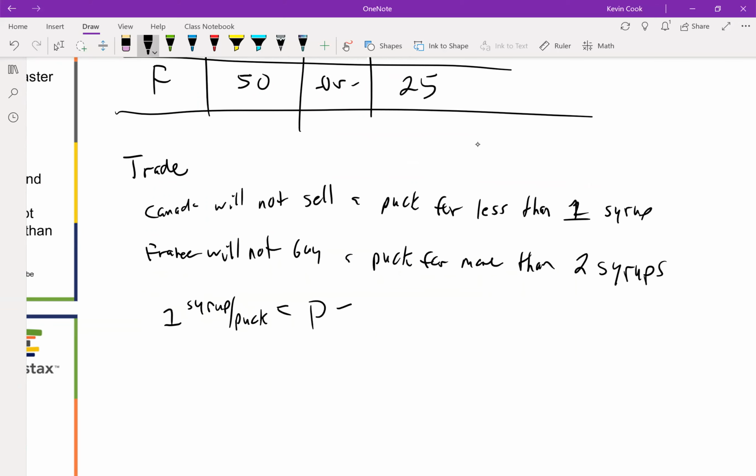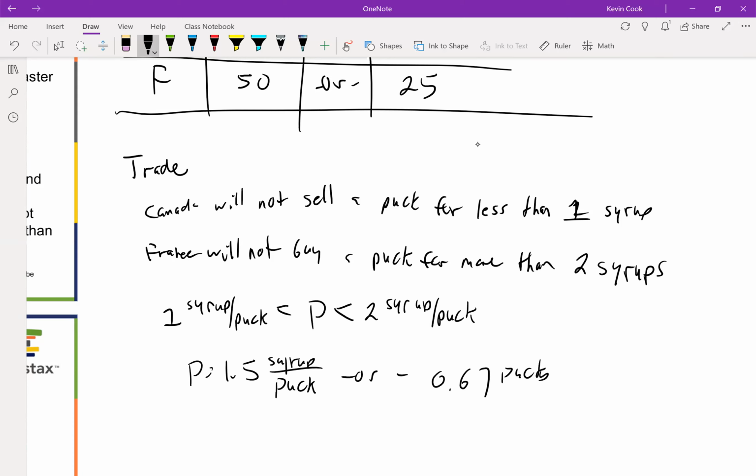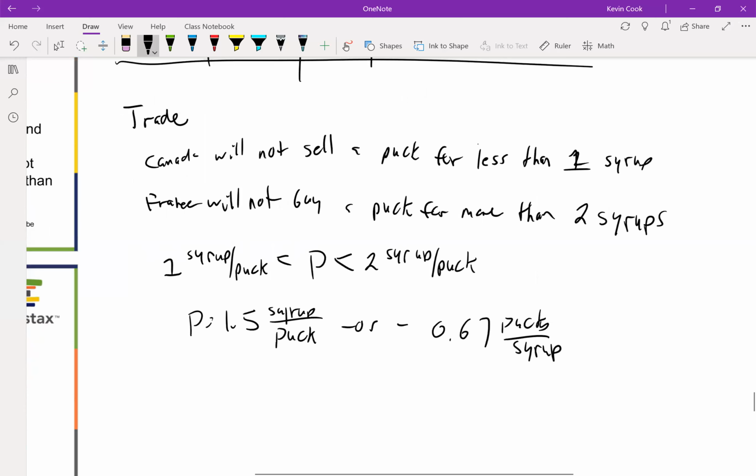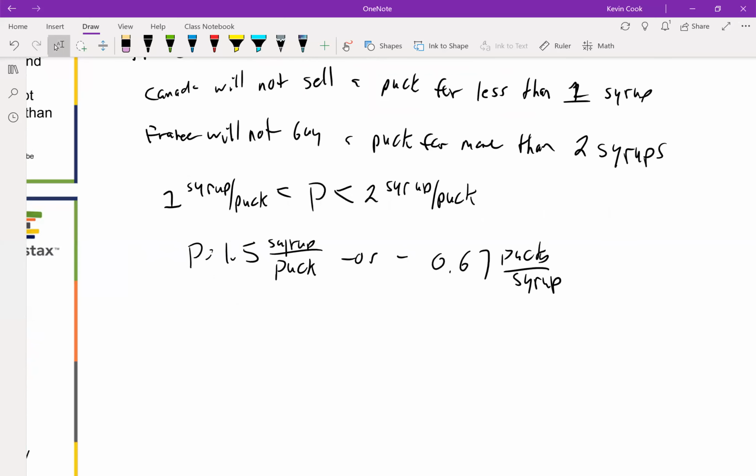is less than our price, and our price will be less than 2 syrup per puck. So we'll suppose that our price is equal to 1.5 syrup per puck. Or the other way to think about this would be 0.67 pucks per syrup. Same way of looking at it. We're going to pick numbers where I'm mostly working at the 1.5 side just because it's easier. The numbers are a little easier to work with and they work out nicer for us.